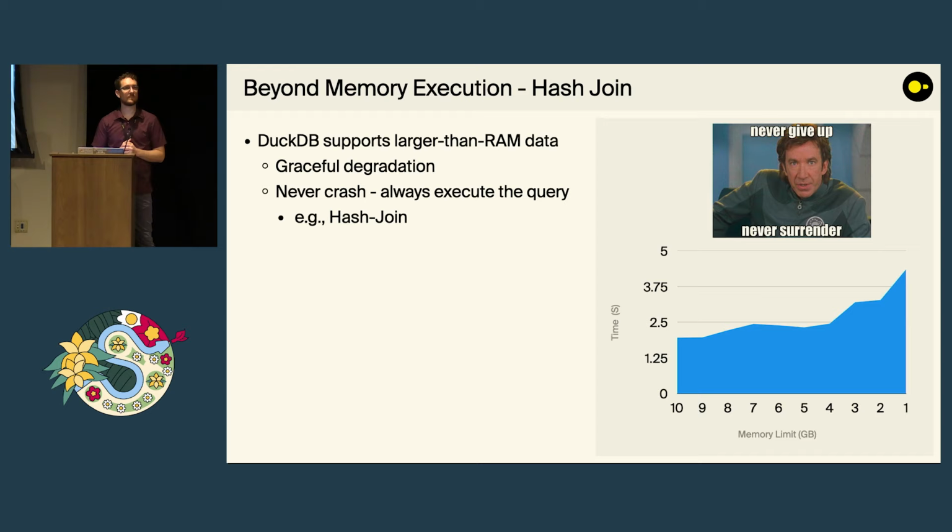So we take inspiration from Galaxy Quest, never give up, never surrender. It'll take us a little more time, but we're going to get it done. So in this case, we went from 10 gigs of memory down to 1, so 1/10 the memory. It's only 2 times slower.